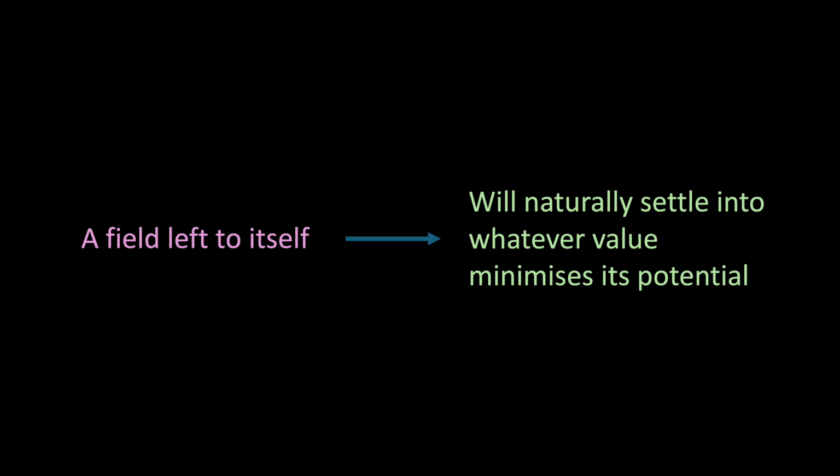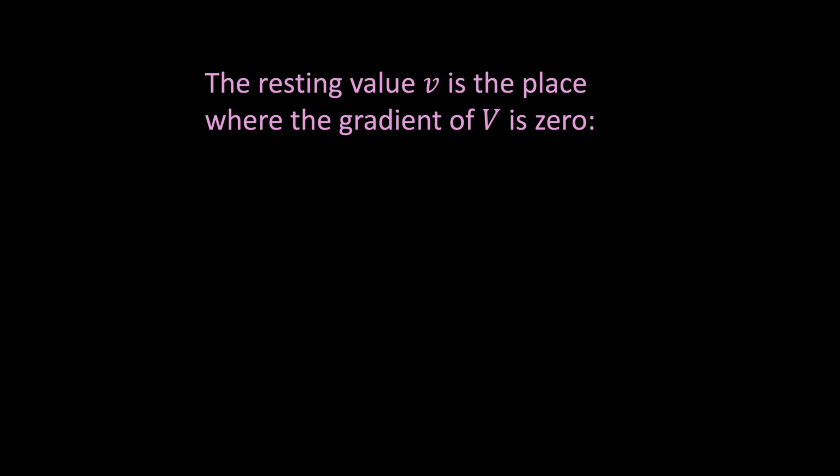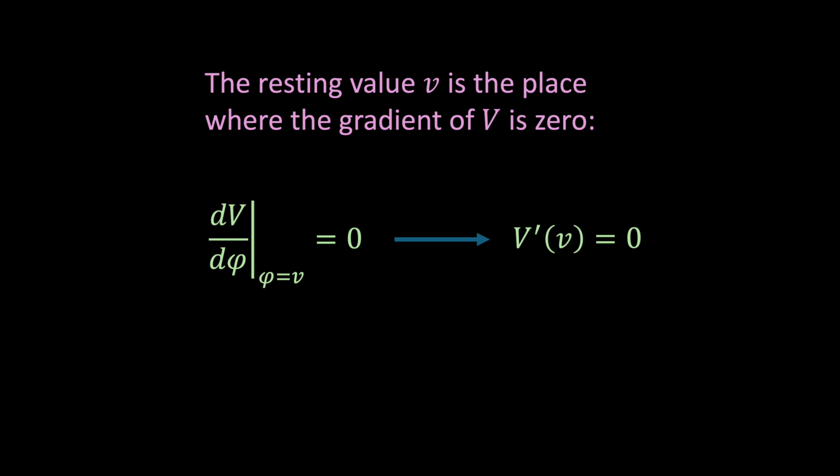Now, the first thing to appreciate is that a field left to itself will naturally settle into whatever value minimises its potential. It's just like a spring. The mass rests at its natural length, where the potential slope is 0 and the restoring force disappears. And it then follows that the resting value v is the place where the gradient of the potential is 0. In other words, where dV by d phi, evaluated at phi equals v, is equal to 0. And from now on, we will use prime to denote a derivative with respect to the field.